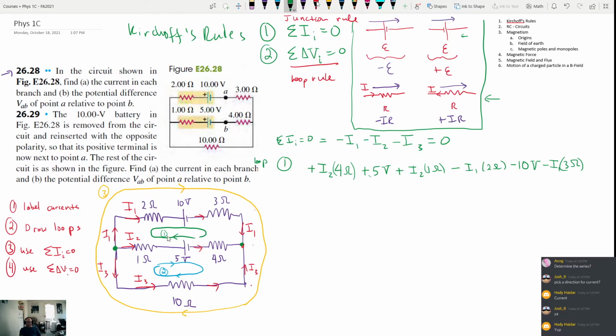When we get to the 1 ohm right here, we're going against the current again because we're traveling this way and the current's opposite to us. We need to write plus IR. It's I2 times 1 ohm. That's IR. We get to the top. Now the current in this branch is I1. We're traveling in the same direction. So you get a minus 2 I1. You get a minus 10 volts. And you get a minus 3 I1. The reason why you get minus 10 is because this is the plus side of the battery and that's the minus side of the battery. And so when you go from the plus to the minus, you get negative E.